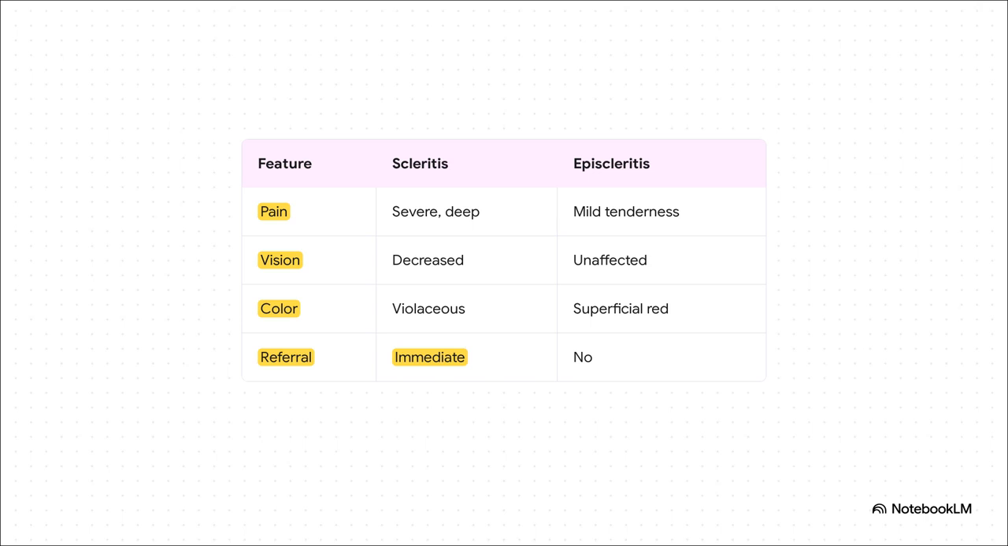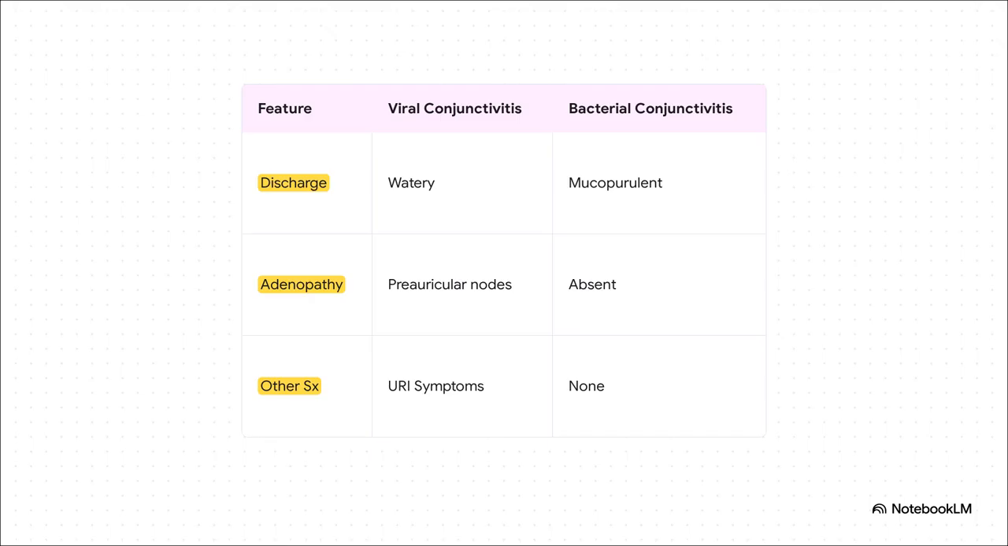No referral needed. Getting this one right is so important. Here's another classic comparison. How do you tell viral from bacterial conjunctivitis? Well, first, look at the discharge. Is it watery? That points to viral. Is it thick and goopy? That's more likely bacterial. Next, feel for those little lymph nodes in front of the ear. You'll often find them with a viral cause, but not bacterial. And finally, just ask. A sore throat or a runny nose strongly suggests it's all part of a virus.